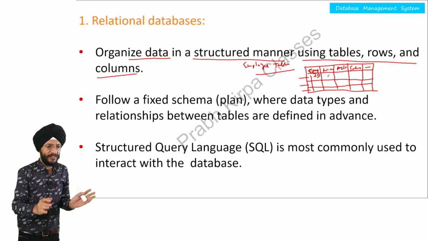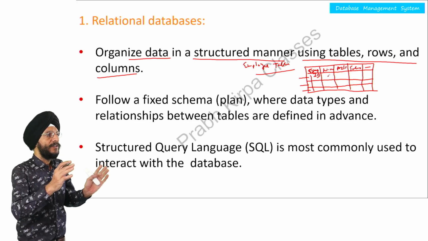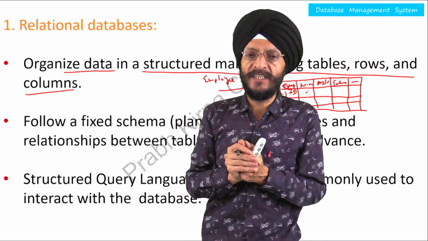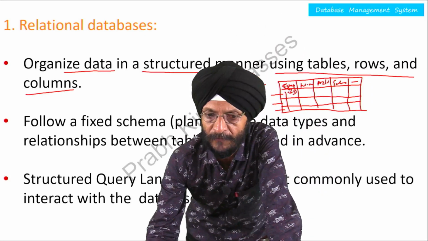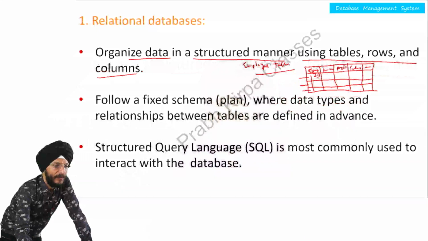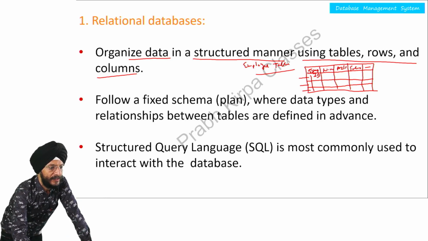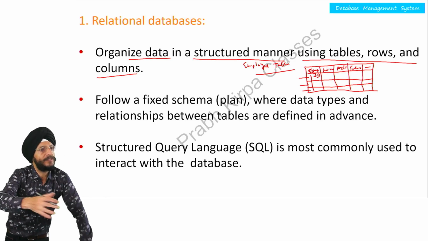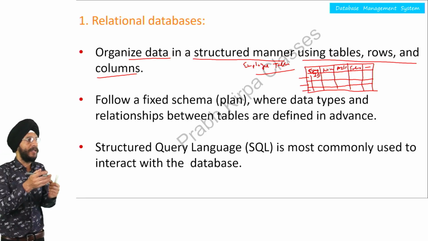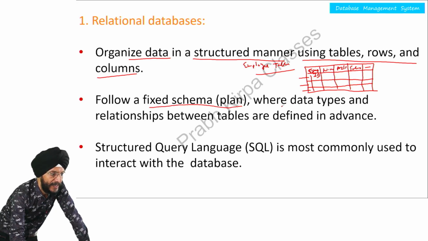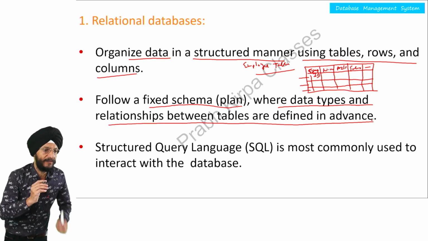So all the information which the organization may have to store, and it is using the relational database, is stored on the basis of these tables. The company may be selling different types of products, then product ID, its price, something like that will be mentioned in the tables. These types of databases follow a fixed schema, that is a fixed plan, where data types and relationships between tables are defined in advance.